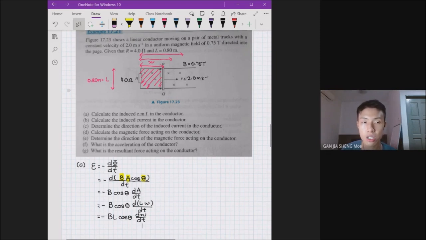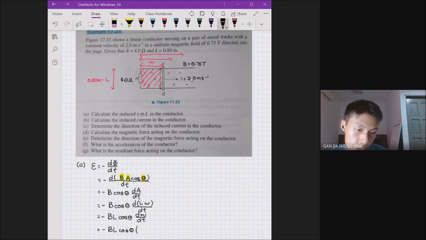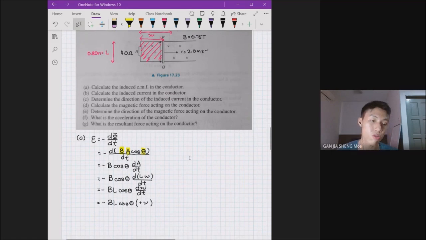And we see that it caused the area to increase. So therefore, the dA dt here should be positive. Therefore, the dW dt over here should be positive as well, because it causes the area to increase. So because it causes the area to increase, later when we substitute in the speed, we substitute it in positive. We are not going to do it in negative because the area is increasing due to the motion of the conductor. So it's positive V.